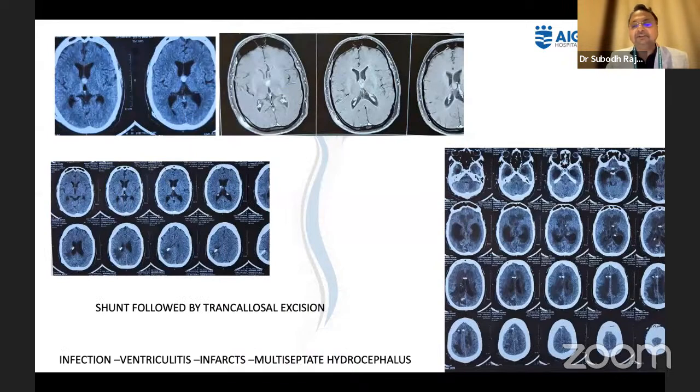This is one of the cases which got referred to me for multiseptate hydrocephalus post colloid cyst excision. It was an emergency in some hospital. They did a shunt and then they did a transcallosal excision. Unlucky for the patient, they landed in meningitis, and they came here for flexible endoscopic multiseptations.